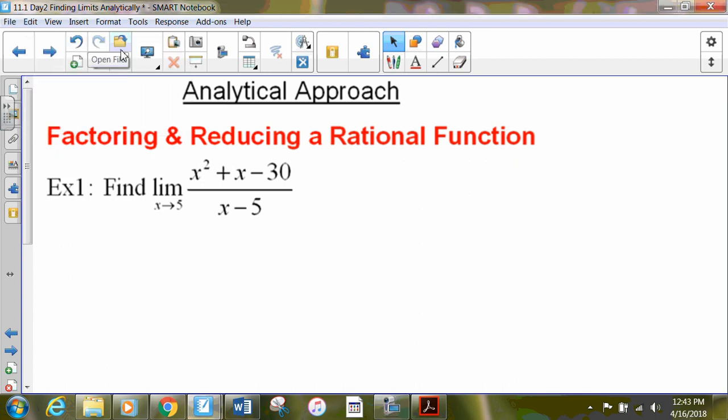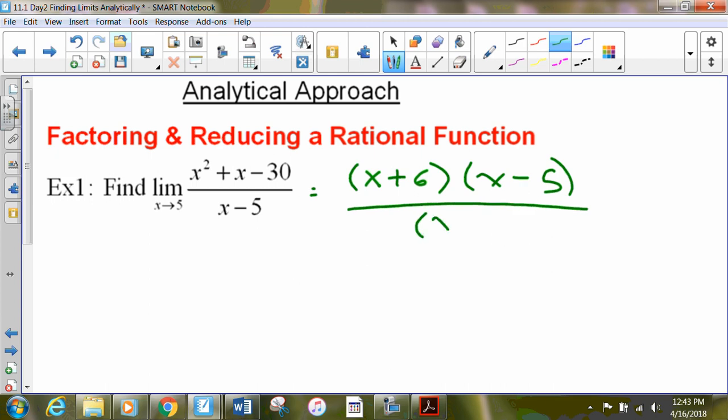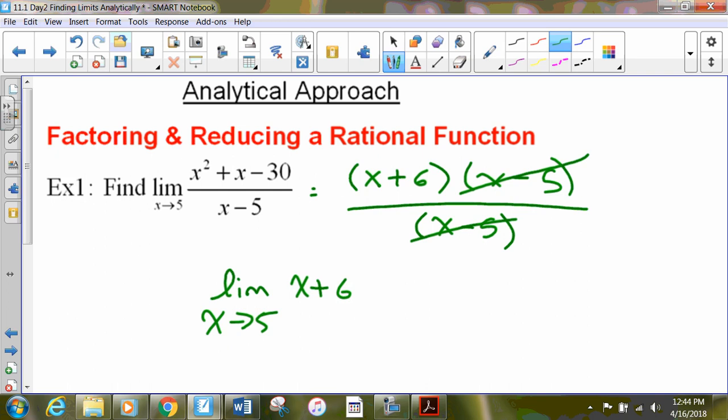Okay, so we're going to be clever, and we're going to factor the numerator, finding two numbers that multiply to equal -30, but add to equal a +1, and you got it. And look what happens when we factor the numerator. We can cancel out x minus 5 and x minus 5. Now our problem turns to finding the limit of x plus 6 as x approaches 5. And we simply do direct substitution. 5 plus 6 is 11.